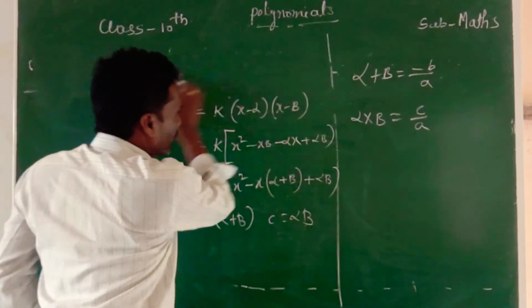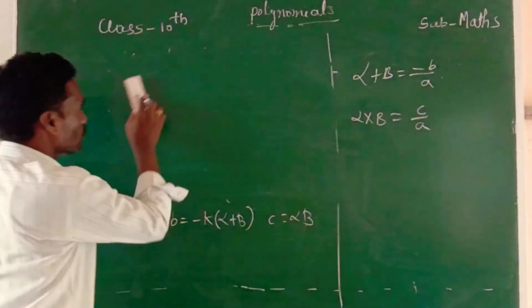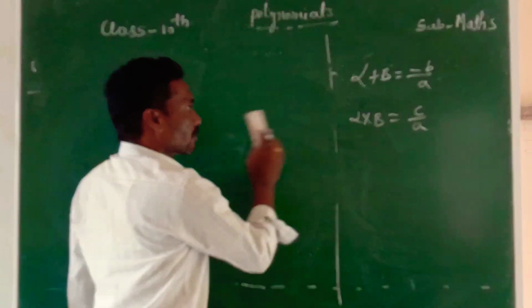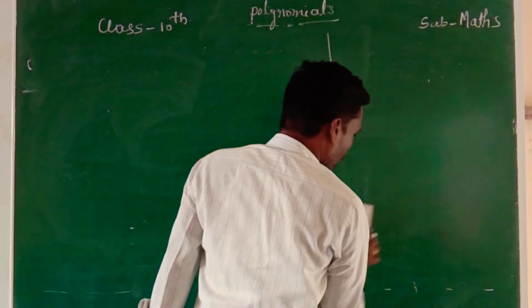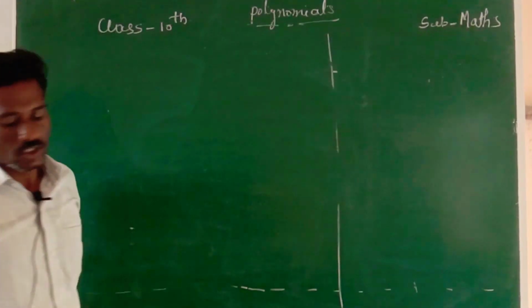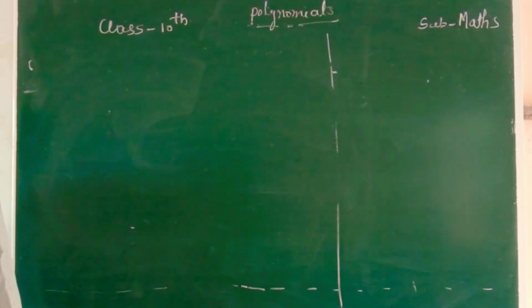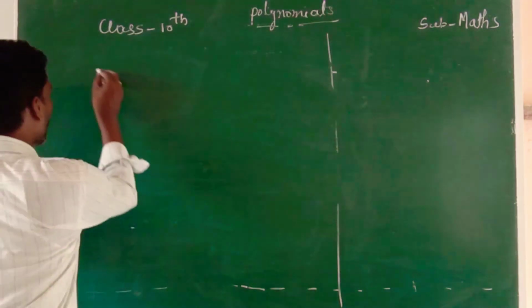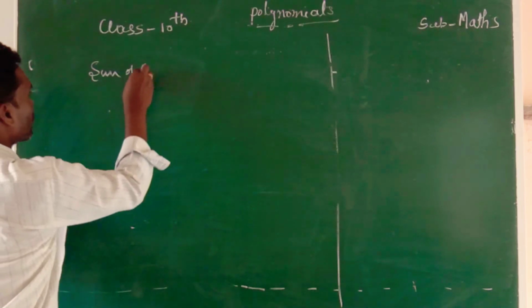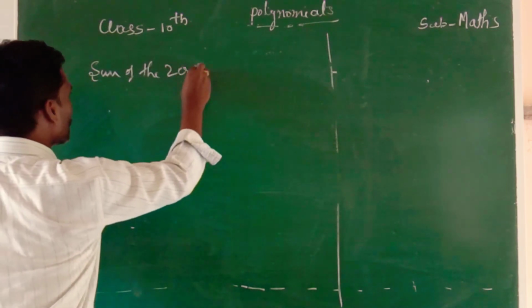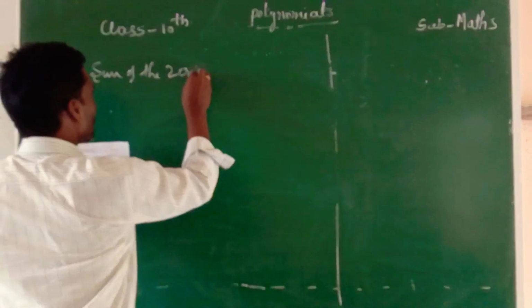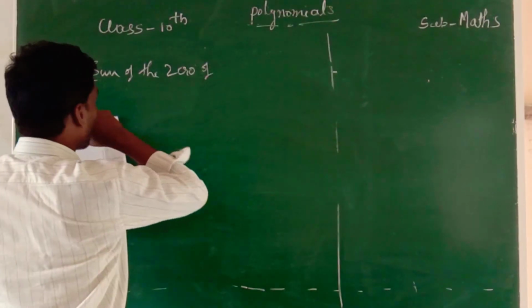Based on this, the same rules we can follow for the cubic also. Now we know quadratic, and linear equations we already know. Now we can see the cubic also. The sum of the zeros for cubic I am going to tell.